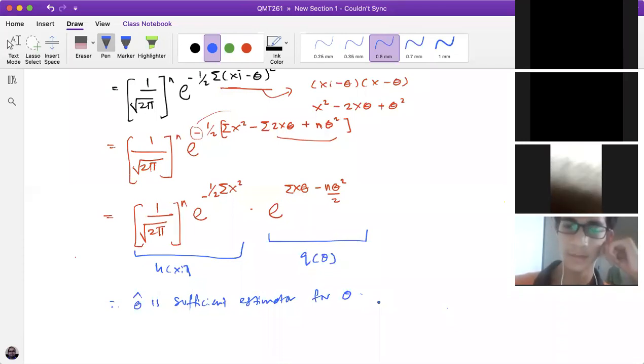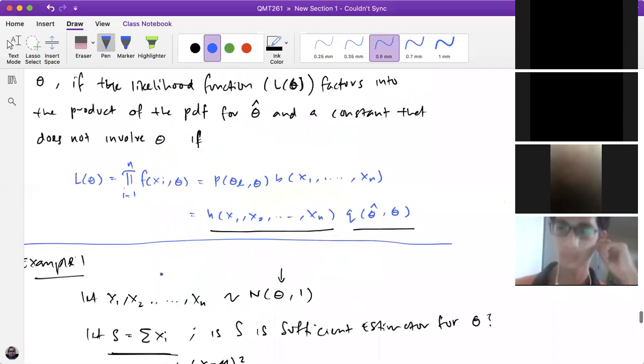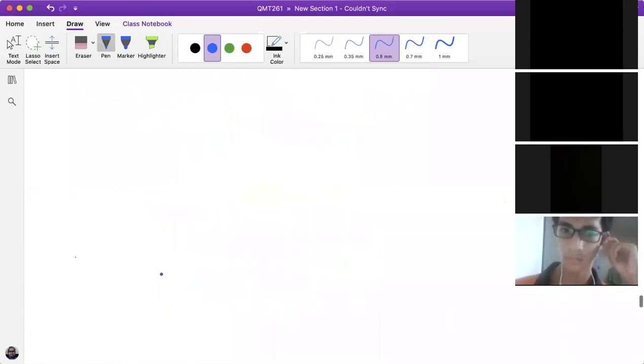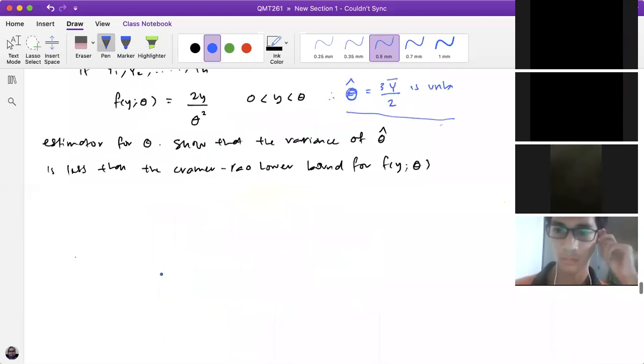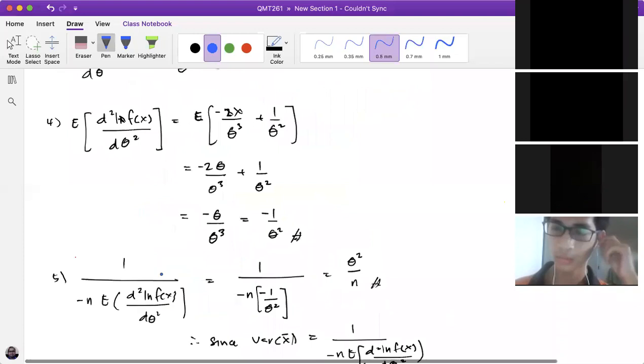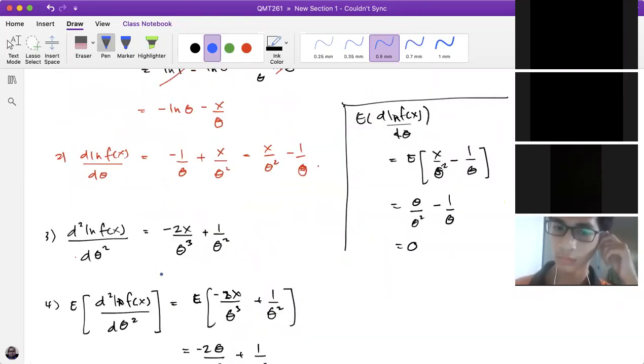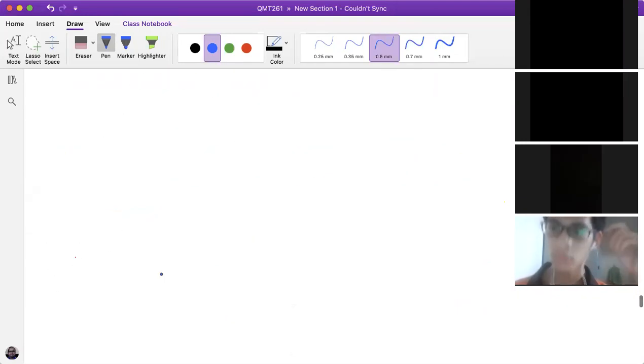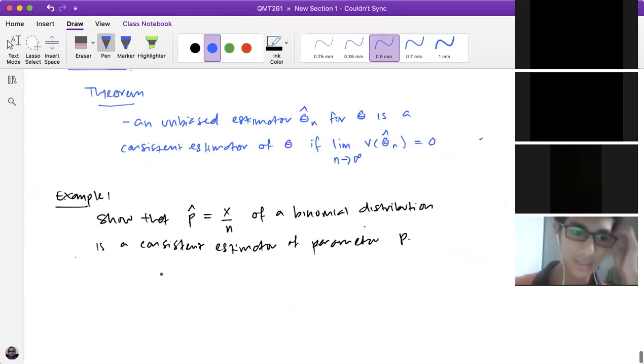So what is the difference between a sufficient estimator and an efficient estimator? A sufficient estimator means we can factor the likelihood function. The efficient estimator means we want to compare between two estimators, and we choose the estimator with the smallest variance. When we get the smallest variance estimator, then it is going to be efficient, right?